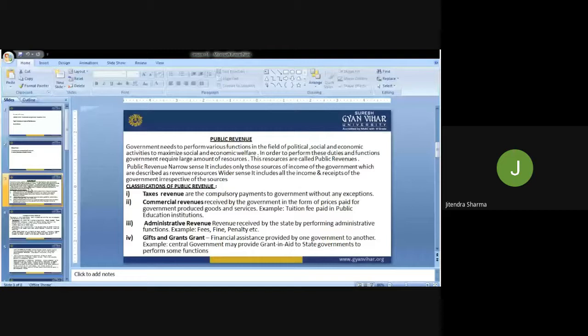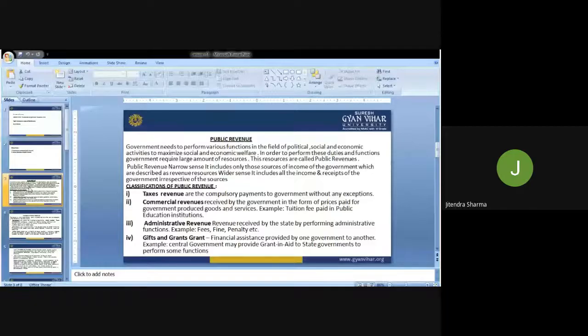taxes that are being paid directly to the government, and they are supposed to be. If you want to go on a toll road, you are supposed to pay the toll tax. Those are the taxes. When the government collects revenue through the taxes, we call it tax revenue. Then commercial revenue is received by the government in the form of price paid for produced goods and services.